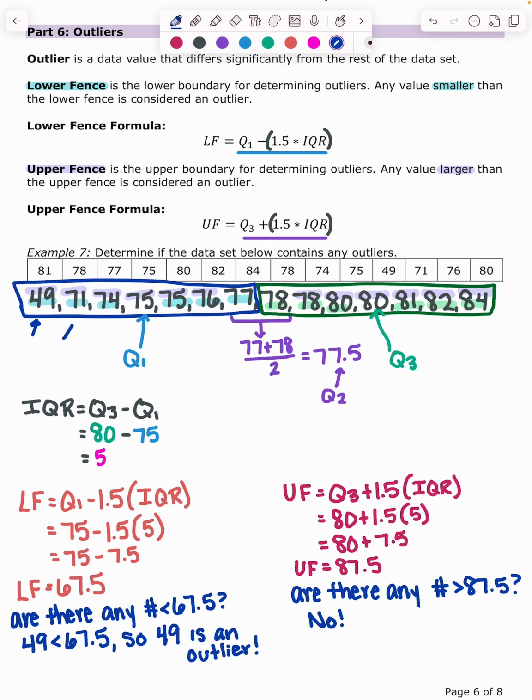Then I'd want to look at my next number, which is 71. 71 is bigger than 67.5, so 71 is not an outlier. You can have more than one outlier, so you don't want to just look at the biggest number or the smallest number. You want to keep going until you don't have an outlier. In this case, there was only one, and that number was 49. So this is the calculation and also the identification of outliers.